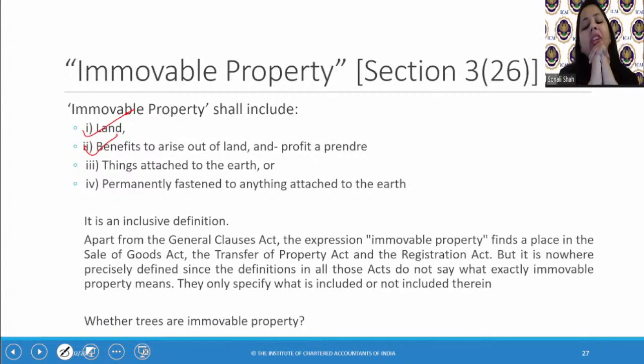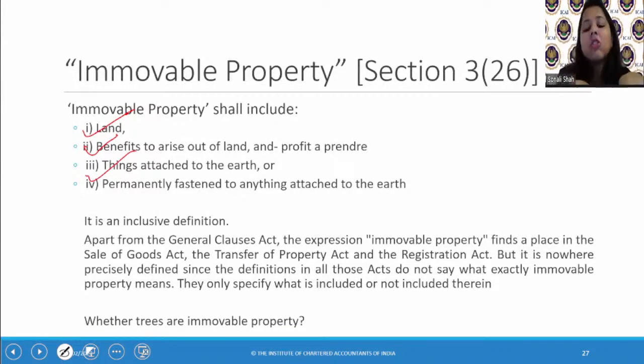So what is the benefit to arise out of land? Let's say there is a land which has some mines in it, a gold mine in it. So what is a benefit to arise out of land? Let's say the right to grow crop. For growing crop, you need the land. It is a benefit to arise out of land.